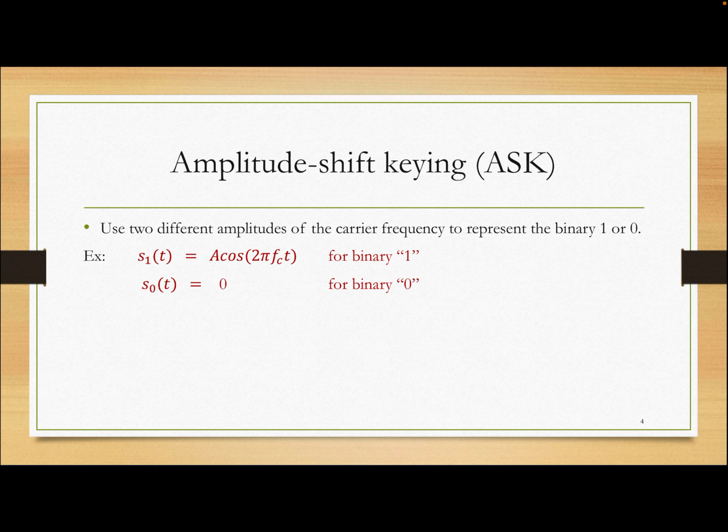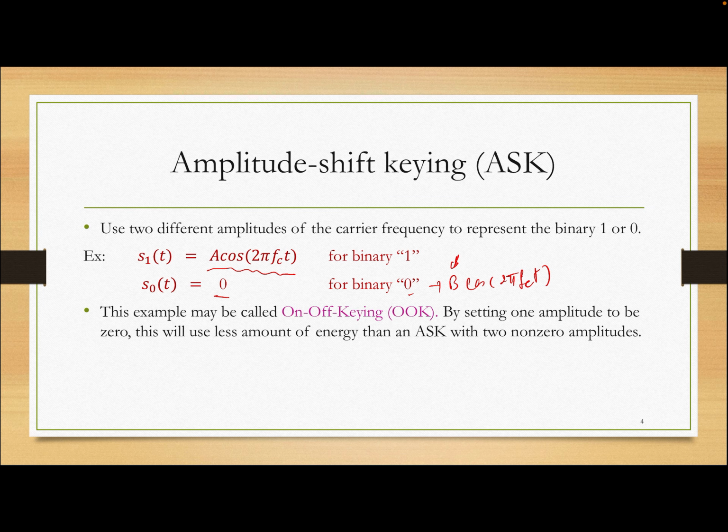Suppose, for example, I use bit 1 as cosine 2 pi FCT. This is my waveform. It can be a cosine or a sine; usually we use a sinusoid signal. And for bit 0 we send nothing. This can actually be B cosine 2 pi FCT, a different amplitude, but I set B to 0 here, so it becomes on-off keying.